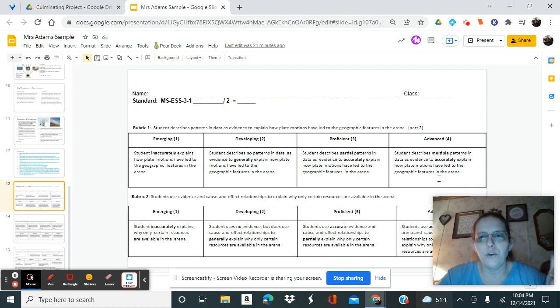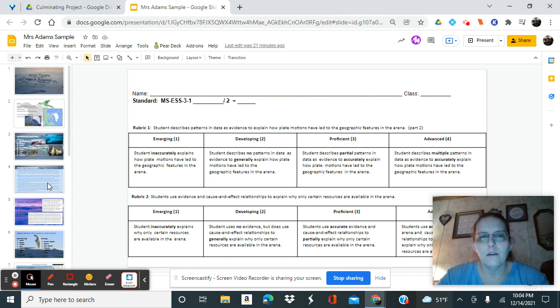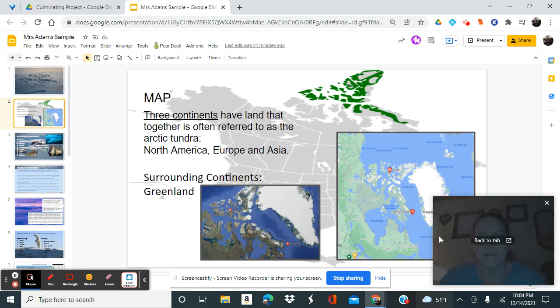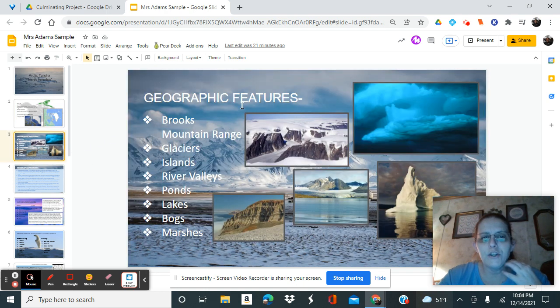Okay, so what I'm trying to show you is on the first couple of slides. Those are my slides for those 2 rubrics. So this is just the map. We did this already. So this is the map that shows where my area is. Okay. So I did the Arctic tundra, which covers North America, Europe, and Asia. And then these are my geographic features. Now, this is from my group project. I already had this on there. So what I did was I had this on my group project slide already.